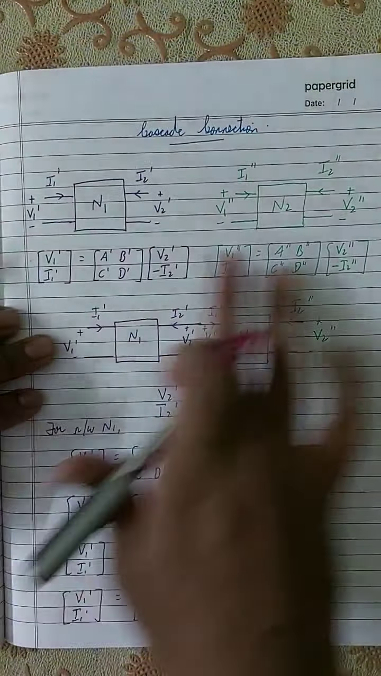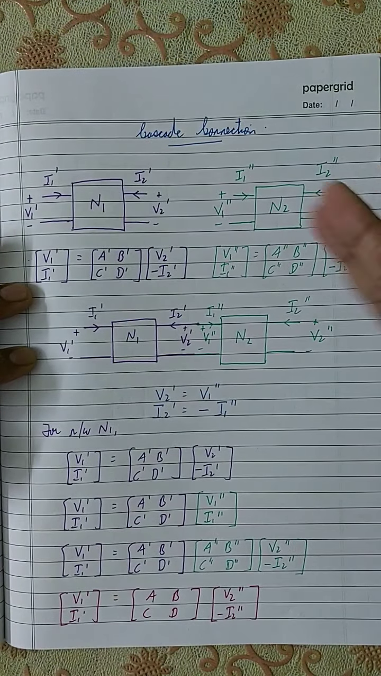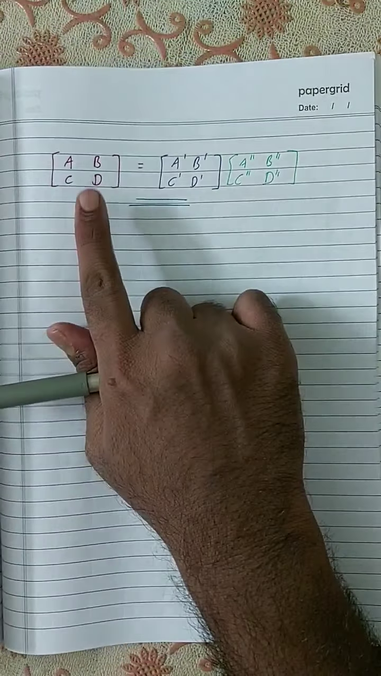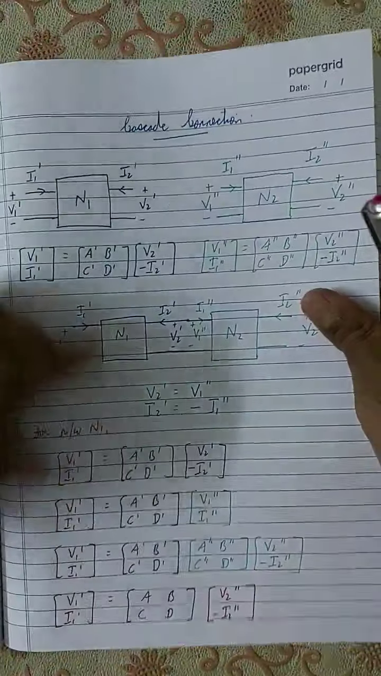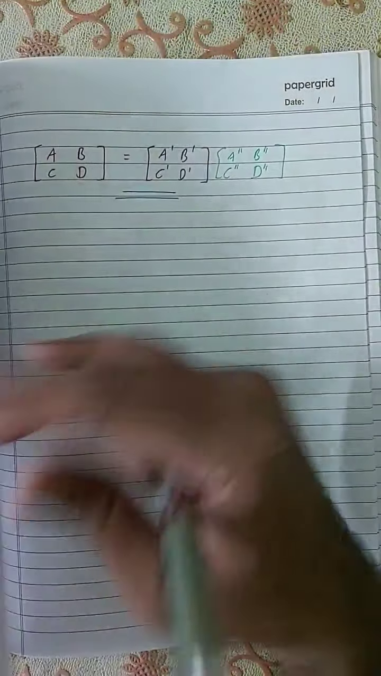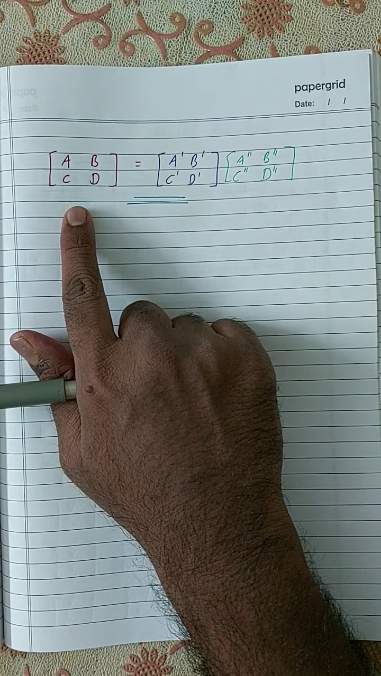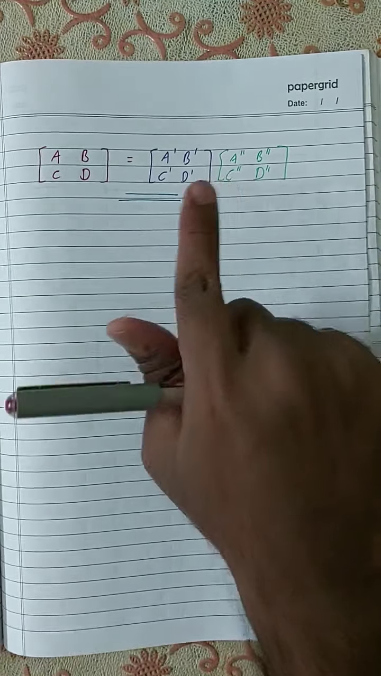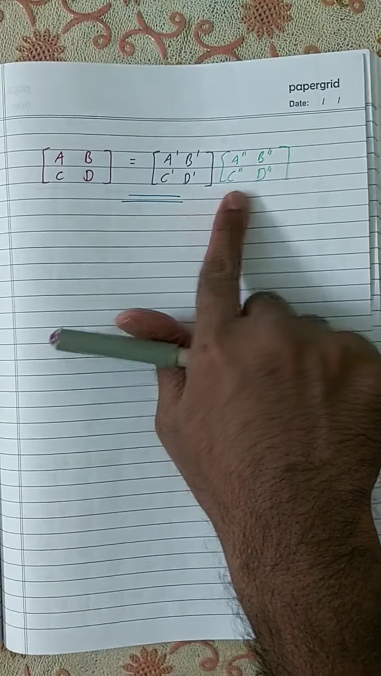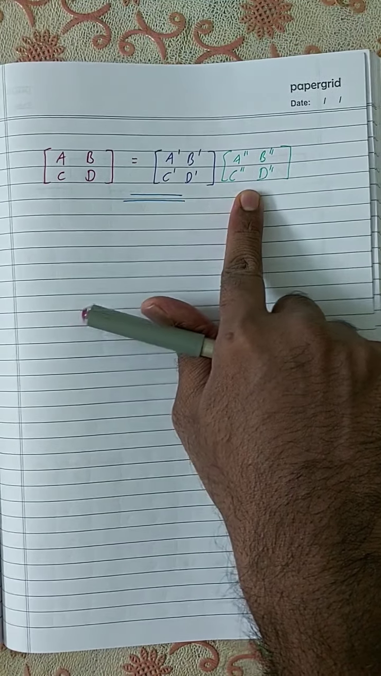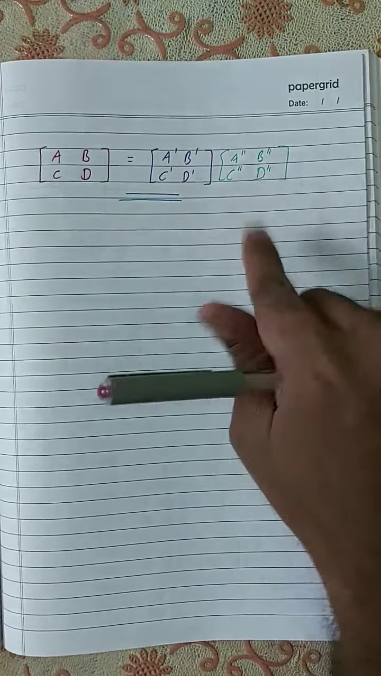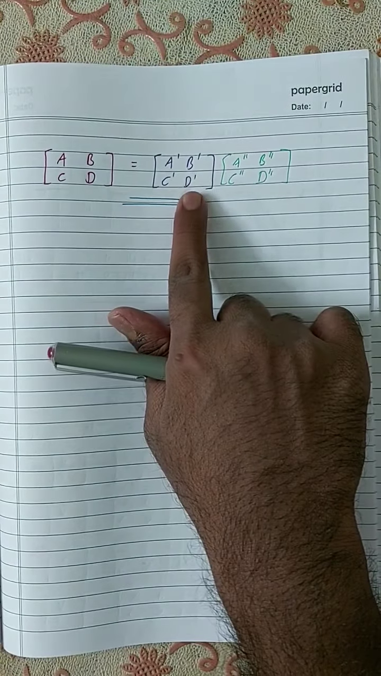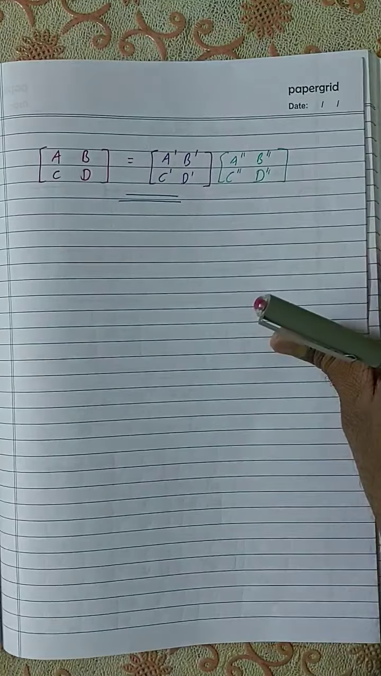For the cascade connection I have already told you that we are using the ABCD transmission parameters, right? We have derived that when the two networks are connected in cascade, the ABCD parameter of the overall network is nothing but the multiplication of the individual ABCD matrices. Only the cascade connection has this property, no other. The rest of them are all addition, except the cascade. Here the transmission parameter is nothing but the multiplication of these two matrices.